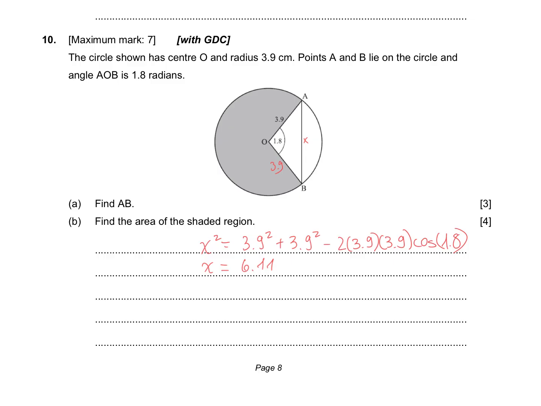In the area of the shaded region, the rest of this is 2 pi minus 1.8, because the whole circle is 2 pi. So that's theta, so we have 1/2 r squared times the angle, okay? And you get about 34.1, and that's centimeters squared.